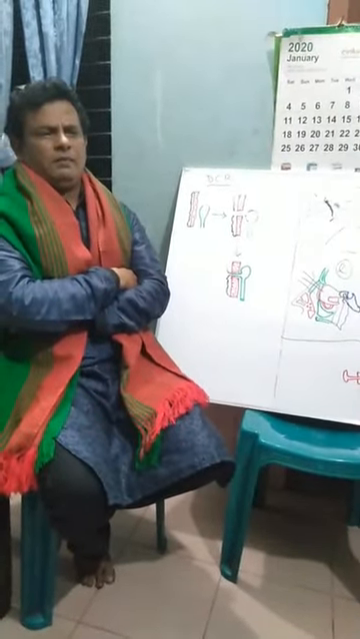Lacrimal drainage system consists of 2 parts. One is the secretory part, from which tear film is formed. Another one is the excretory part, that means the lacrimal apparatus. Here, this is the lacrimal apparatus.